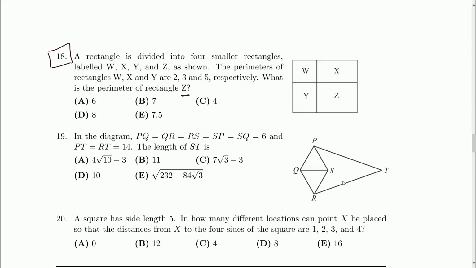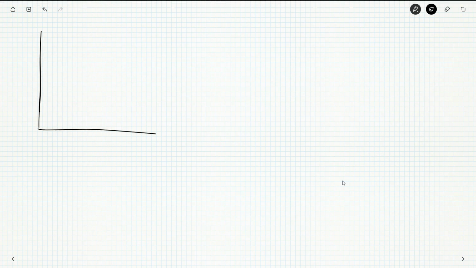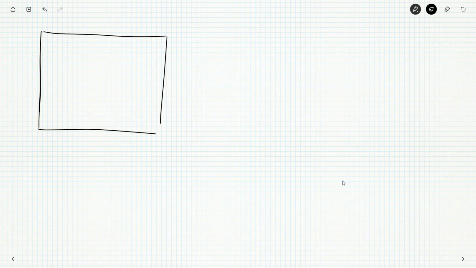Oh, interesting. Okay, so how do we figure out rectangles' perimeters? We need to know the length and the width. So I'm going to copy the picture down and draw in some lengths and some widths. So Z's down here, we'll have a length and a width. And so if I knew 2 times L plus W, we'd be all set.